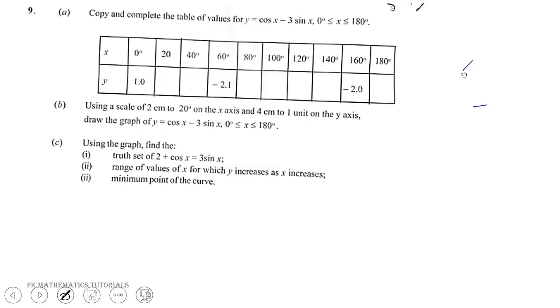To use the scale of 2 centimeters to 20 units on the x-axis and 4 centimeters to 1 unit on the y-axis to draw the graph of y equals cos x minus 3 sine x from 0 to 180. And using the graph, we have to find the solution set of 2 plus cos x equals 3 sine x. We have to find the range of values of x for which y increases as x increases, and the minimum point of the curve.